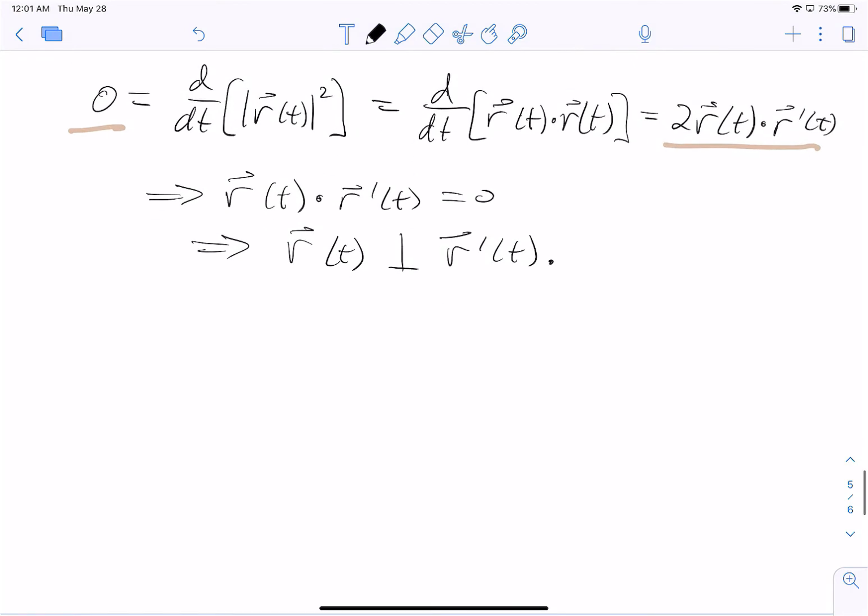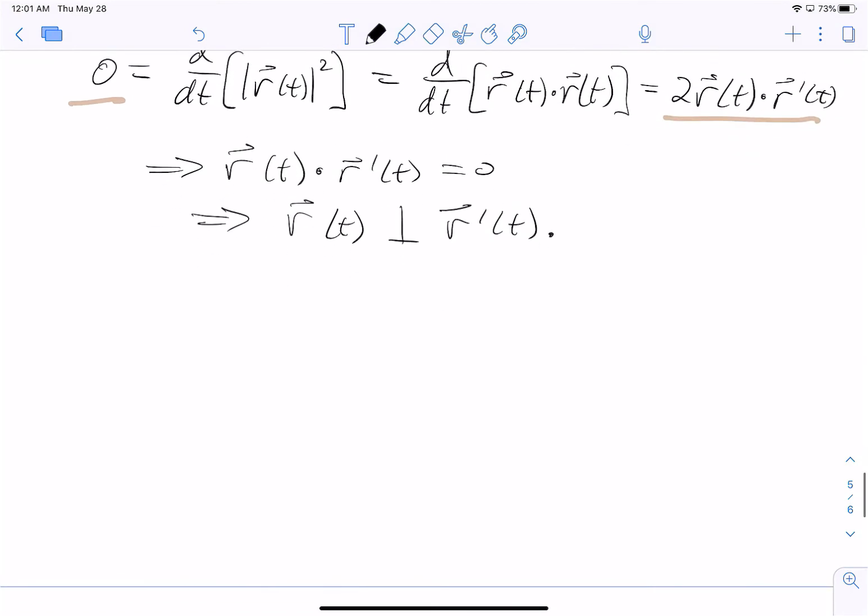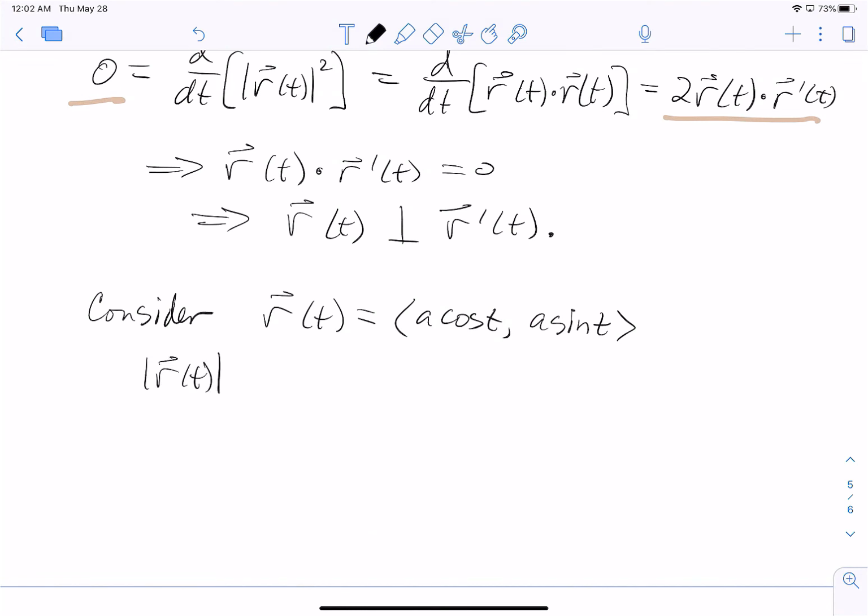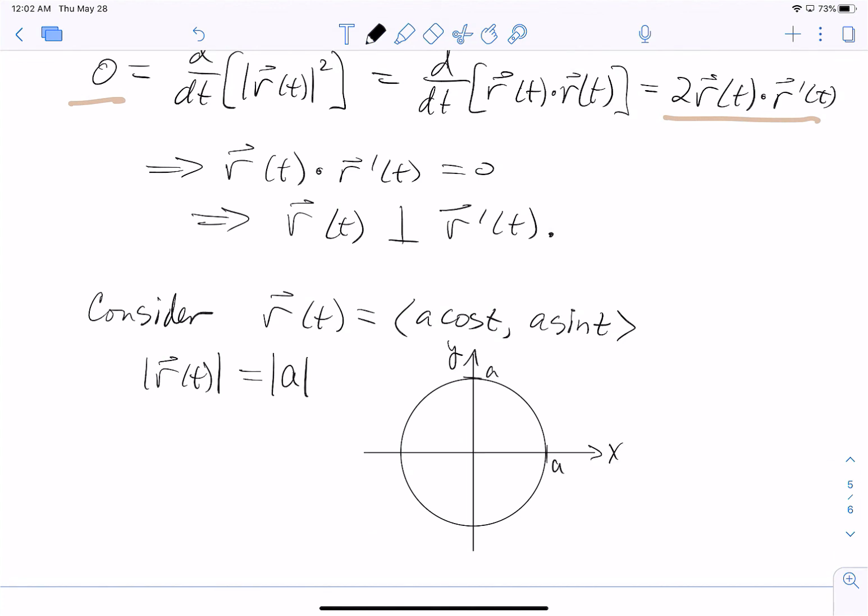Now this is a result that we're going to use in a later section, but for right now, let's consider r of t equal to a cosine of t, a sine of t. The magnitude of r of t, you can verify, is equal to a, or I should say the absolute value of a. We don't know if a is positive or negative, but anyway, it's a constant. We also know that a cosine of t, a sine of t is a parametric representation of a circle of radius a centered at the origin.